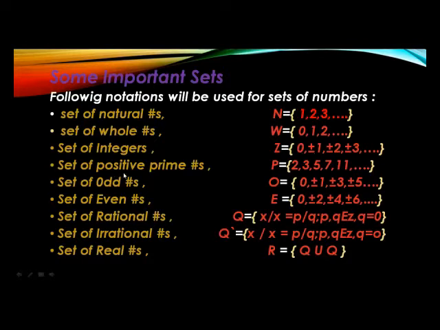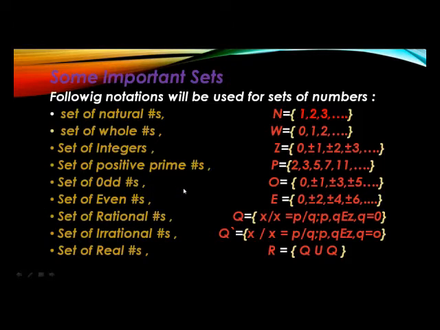Then the set of positive prime numbers. For prime numbers, we use capital P, and the numbers are 2, 3, 5, 7, 11. You know, according to the definition, prime numbers are those which have only two factors: 1 and the number itself. Two ones are 2, three ones are 3, five ones are 5, seven ones are 7, eleven ones are 11, the next will be 13, and so on. So these are prime numbers. For that we use capital P, and keep in mind the first prime number is 2.